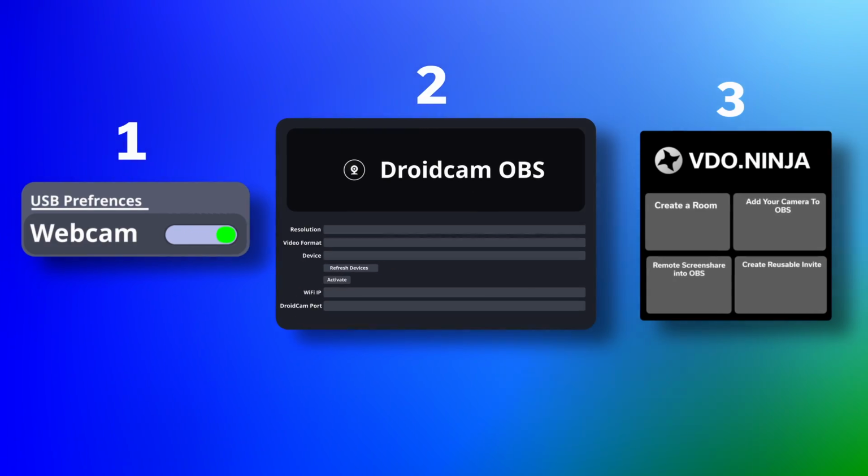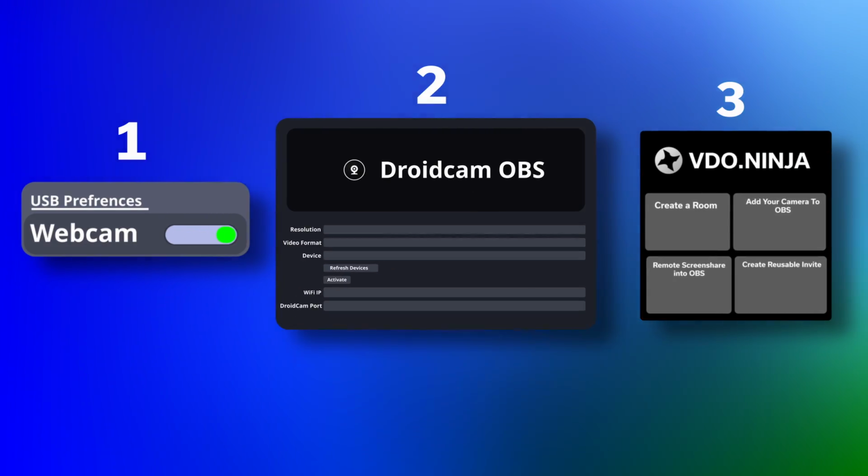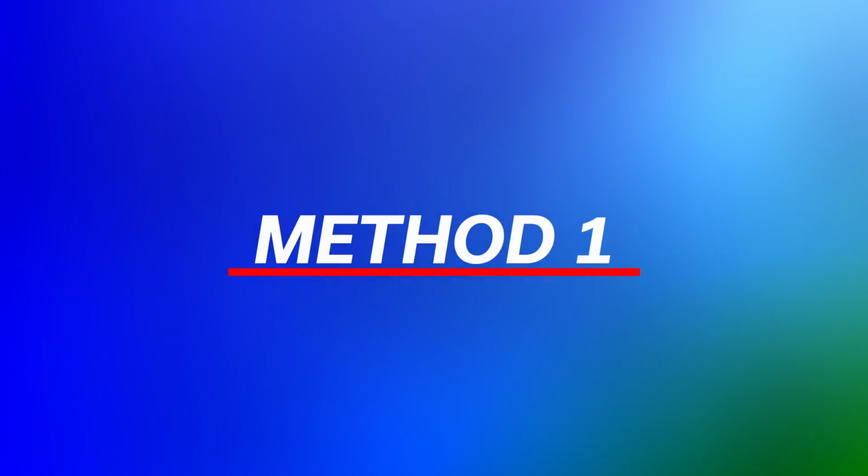I want to show you guys 3 methods on how you can connect your phone to your computer and use it as a wireless camera. These methods are actually pretty cool, and the first one is built into your phone. Let's get started. Method 1.